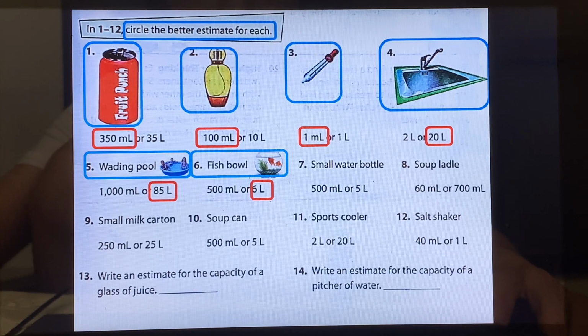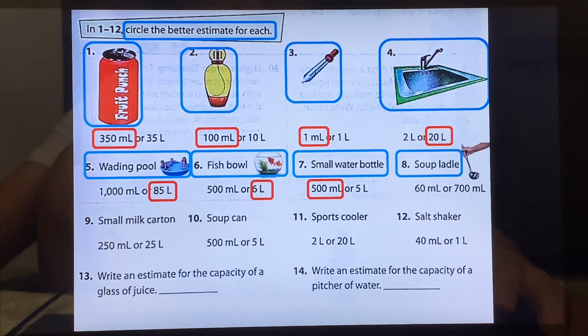Number 7, a small water bottle. Which is a better estimate? 500 milliliters or 5 liters? 500 milliliters. Number 8, a soup ladle.